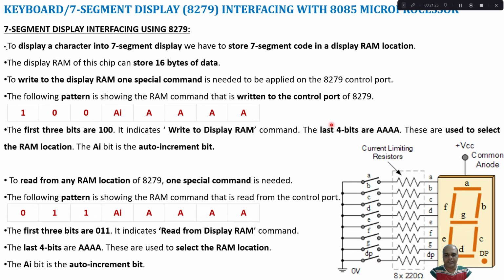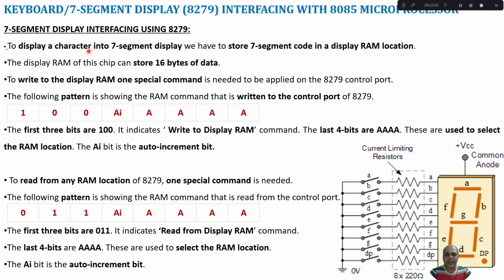Next, let us discuss the second part: how to use this 8279 for interfacing a 7-segment display. Here I have shown a 7-segment display. It consists of 8 segments. The 7 segments are A, B, C, D, E, F, G, and there is also a DP, the data point. So this 7-segment display can be activated by the 8279 IC.